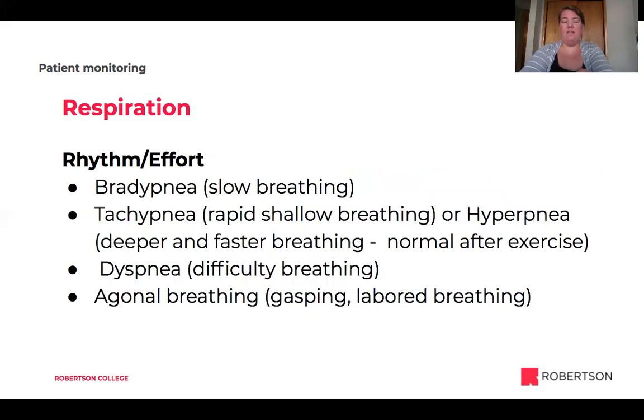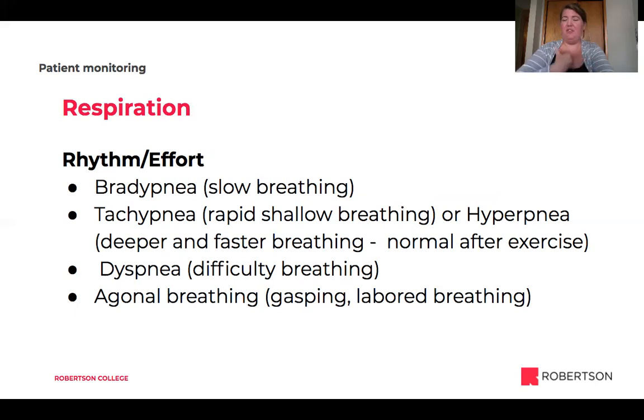So we have a few different terms here to know. So bradypnea is slow breathing. So if they're not breathing very quickly, it's below normal, they're suffering from bradypnea. Tachypnea, that means that they're breathing really rapidly. So tachypnea tends to be a rapid, shallow breathing. So like a kind of panting. Hyperpnea is different. Hyperpnea is normal after exercise.